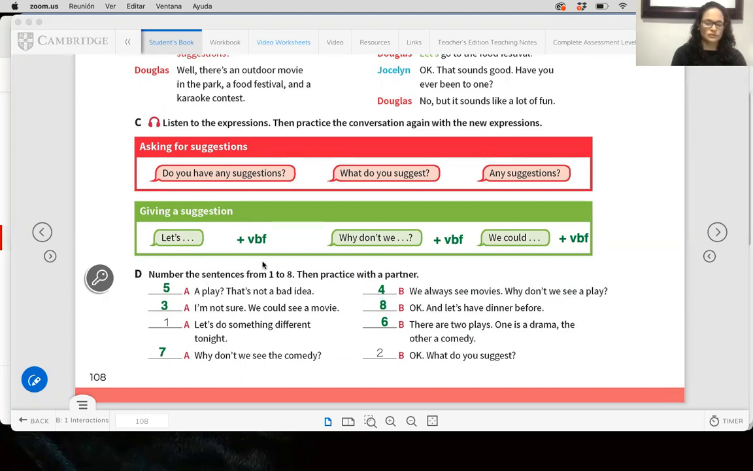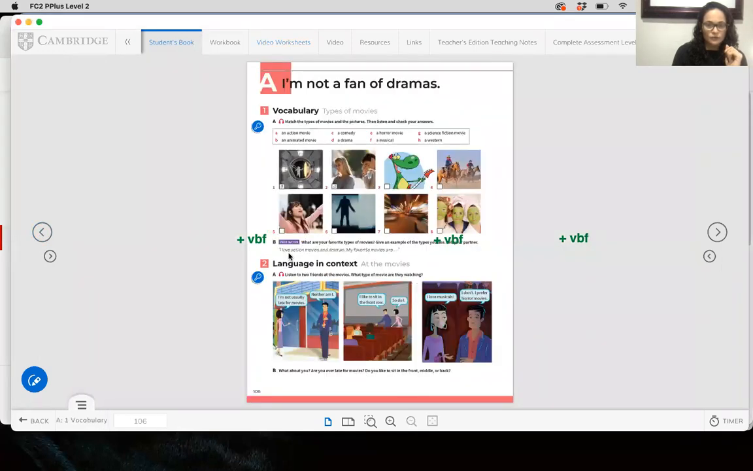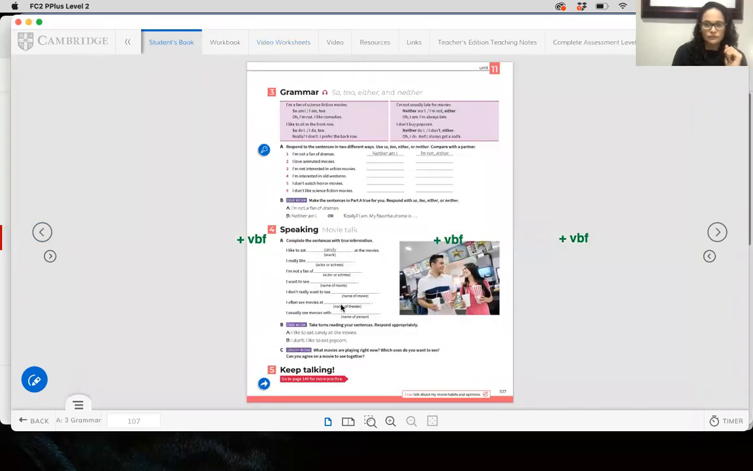give those suggestions. So your next homework is going to be 2 more things. Remember the first homework that we had was the dialogue from page 108. This is your first homework, page 108. Remember that you have to do that one with a partner.